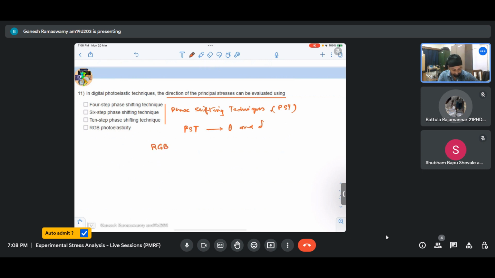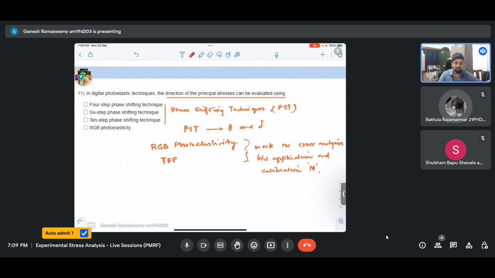RGB photoelasticity, it is also called three fringe photoelasticity, TFP. This essentially works on error analysis between application and calibration image.